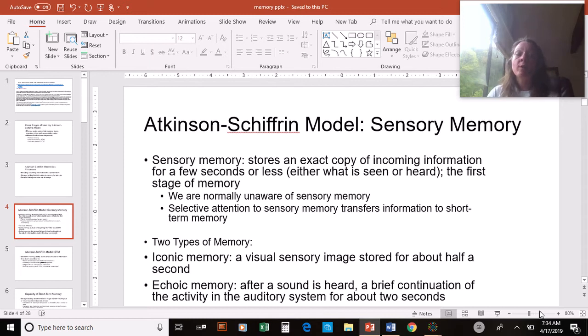We say that sensory memory can be iconic or echoic. If it's iconic, that's the visual imagery stored there for about half a second. If it's echoic, that's the sound. You hear the bird chirp, and your brain echoes it for a second, and then it's gone, and you don't really think about that bird again.